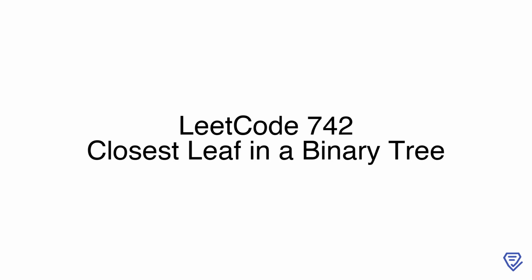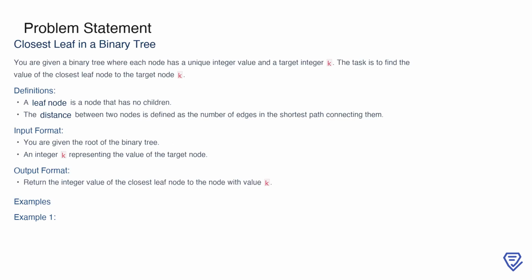Welcome! In this session, we'll tackle problem number 742, closest leaf in a binary tree. We'll explore how to find the nearest leaf node to a given target node in a binary tree. This problem challenges our understanding of tree traversal and pathfinding, so let's dive in and break it down step by step.